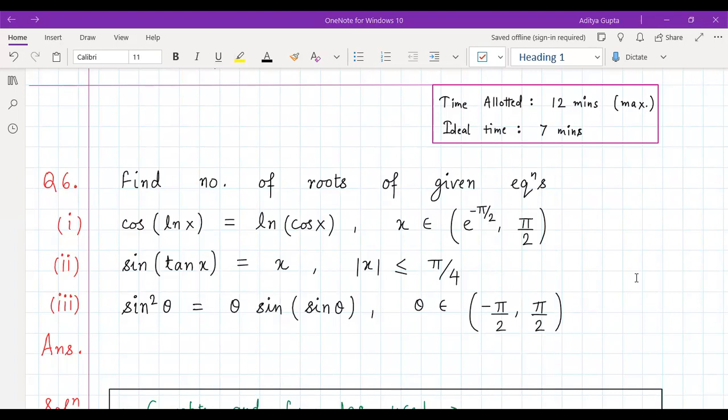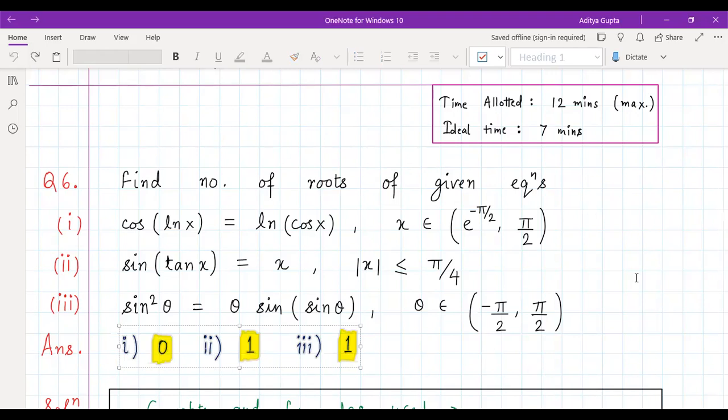Maximum time allotted for this question would be 12 minutes, and ideally you should try to do it within 7 minutes. So you can pause the video, give the question a try, and then return back to have a look at the solution. So I hope you all have tried it out. Now let's see how many you have got correct. So the answer would be 0, 1, and 1 for first, second, and third part.